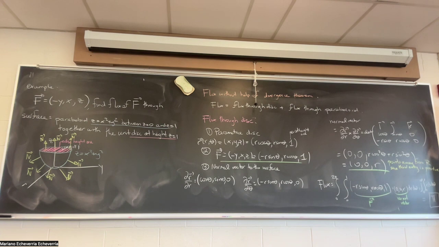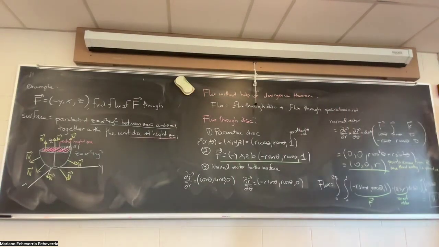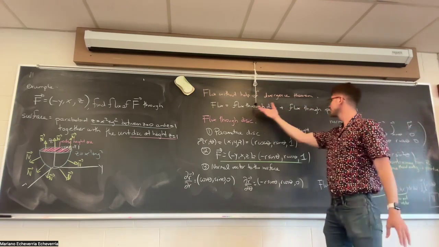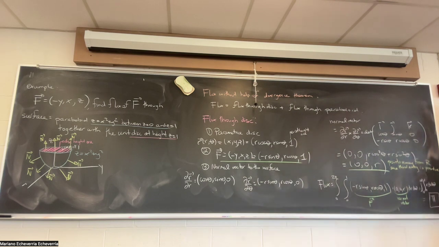Is that making sense? So that is the flux through the disk. Again, the total flux is the flux through the disk plus the flux through the paraboloid. So I still have to do the same exact thing for the paraboloid. Okay.